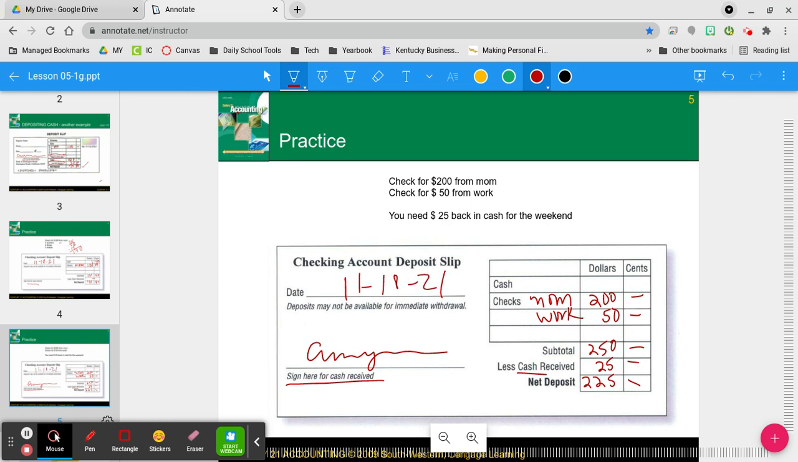Okay? So what we're going to do is some practice deposit slips. They don't have you do a lot of this in the book. So I want to practice this because it will go along with your project. So I'm going to get you a handout. I'm going to pause this a second.